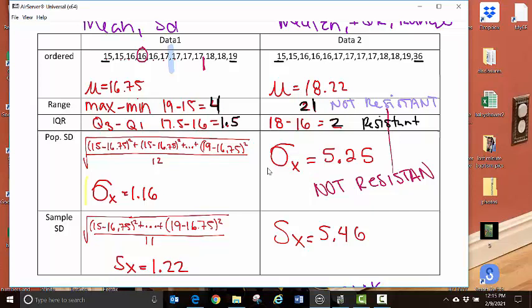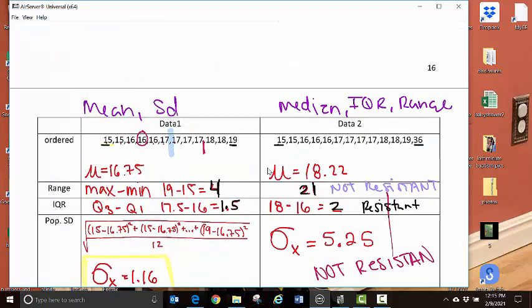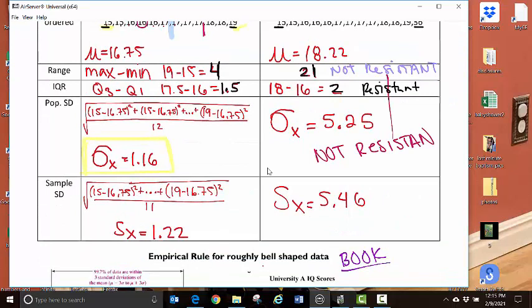Here's your population standard deviation just for your ages. Notice your ages don't vary very much. 15's the smallest and 19's the oldest. But if you put my age in it, this is a measure of how spread out the data is. It is not resistant. It shows that I'm old. That the lowest was 15 and all of a sudden the highest became 36. All right. And then again, if you wanted to do it with a sample, they get slightly bigger to account for error.